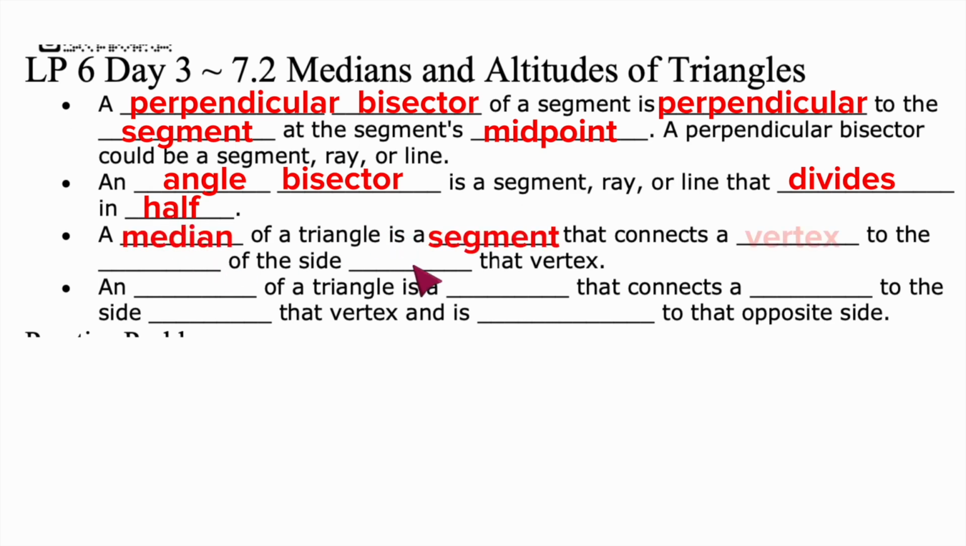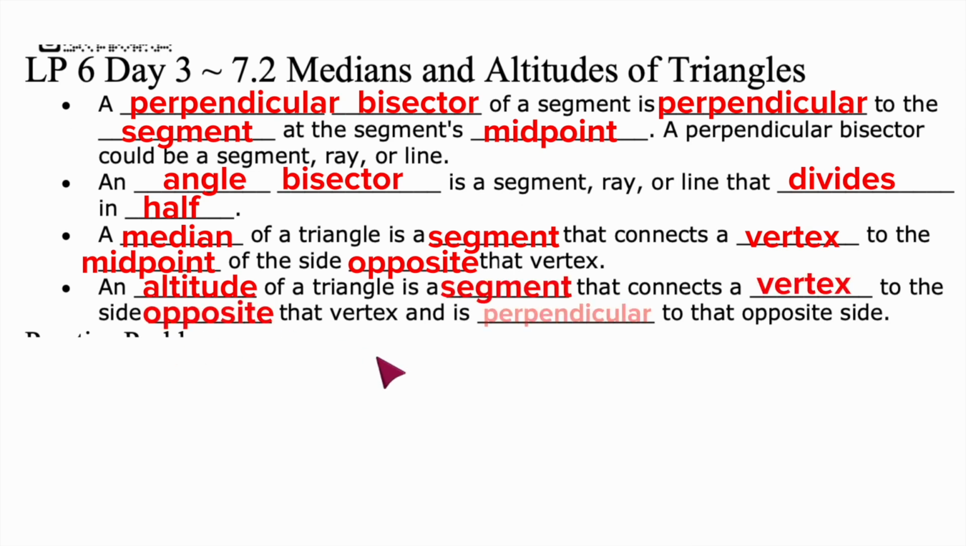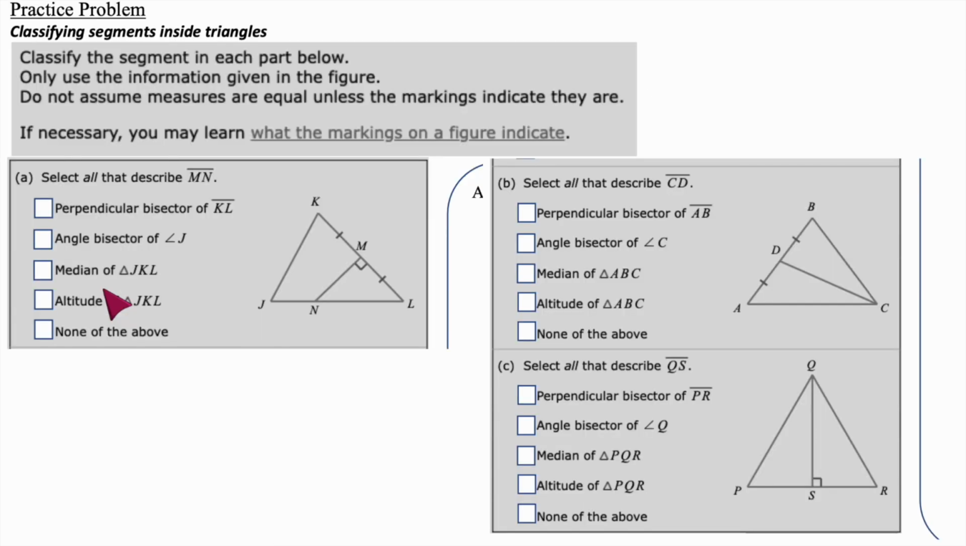A median of a triangle is a segment that connects a vertex to the midpoint of the opposite side of that vertex. And an altitude of a triangle is a segment that connects a vertex to the side opposite that vertex and is perpendicular to the opposite side. So we have a lot of definitions. We've been going over this for a couple of days now because these are all of the theorems that we've been learning for the last section.